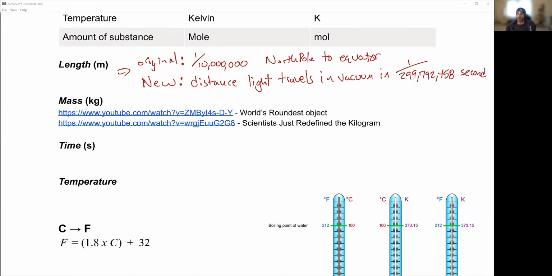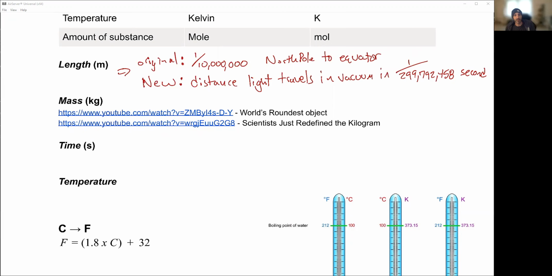So that is the length of 1 meter, the distance light travels in that very, very short amount of time. We know how far light travels in that time, so we can figure out exactly what a meter is. We would never do this day-to-day, but it's important to know that it's no longer pegged to a distance on Earth. It is now pegged to the distance light can actually travel.